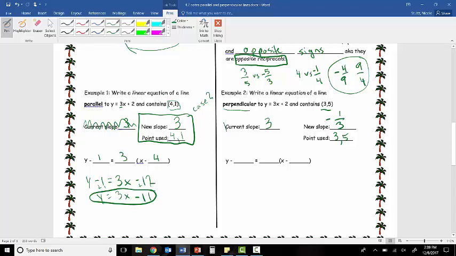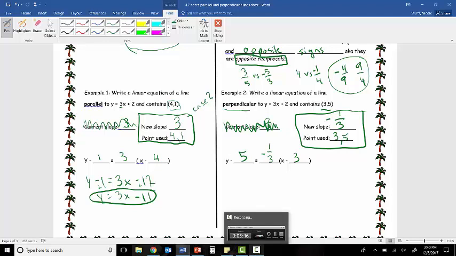So I am now done with this. Don't need that anymore. This is the info that I need to write my linear equation. So negative 1/3 will go in the middle, 3 at the end, and 5 at the beginning. And once again, I'm going to pause the video and work the problem out. When you're done, you may unpause and see if your answer matches mine.